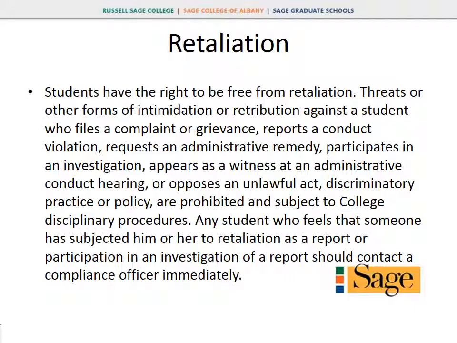Any student who feels that someone has subjected him or her to retaliation as a result of a report or participation in an investigation of a report should come to a compliance officer immediately. The Sage College's discrimination and harassment complaint policy and procedure for students can be found in the Sage Student Handbook, again available at sage.edu/student-handbook.